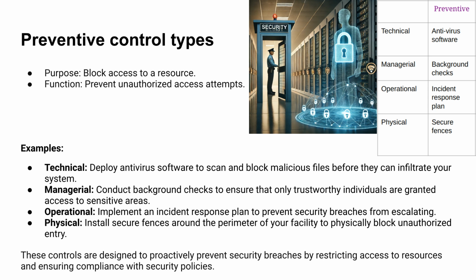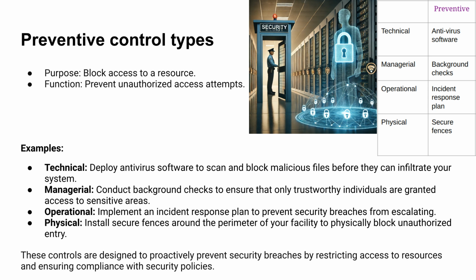Another preventive measure is conducting background checks, which ensures that only individuals who meet specific trustworthiness criteria are allowed access to sensitive areas. Additionally, having an incident response plan in place helps prevent minor security issues from escalating into major breaches. Physical barriers such as security fences serve as another line of defense by physically blocking unauthorized access to your facility.